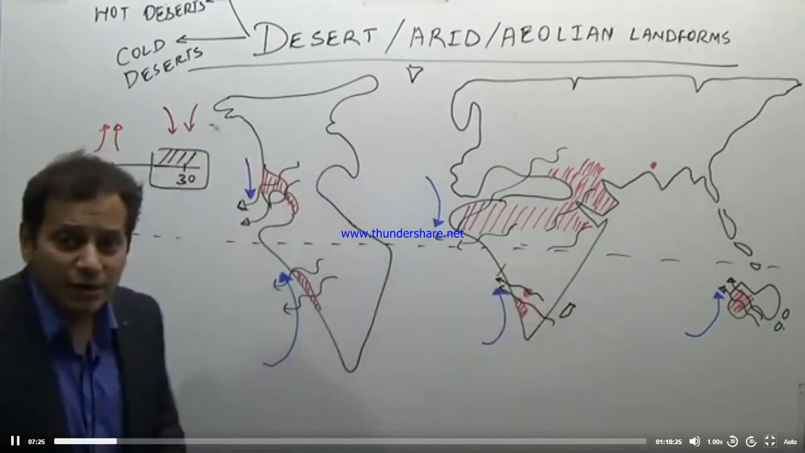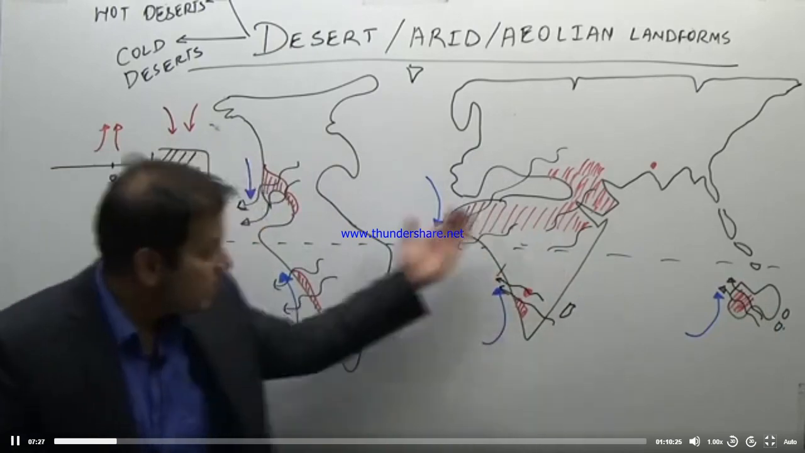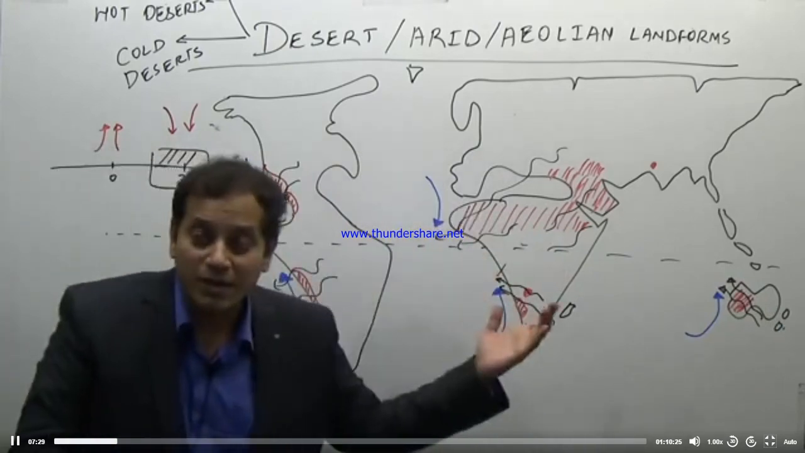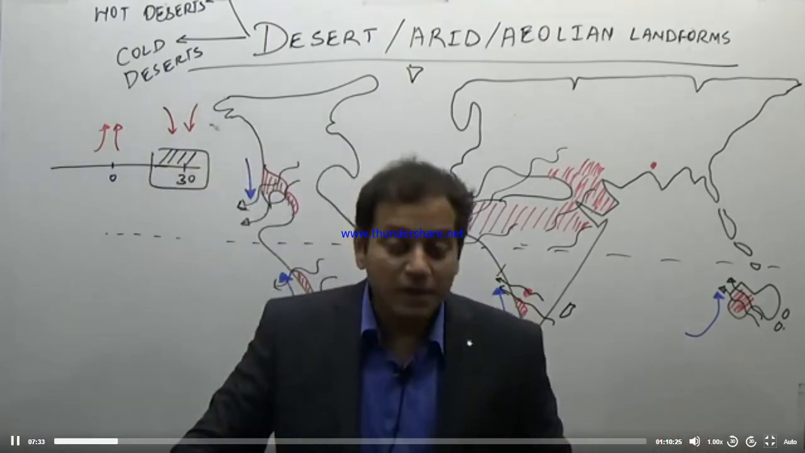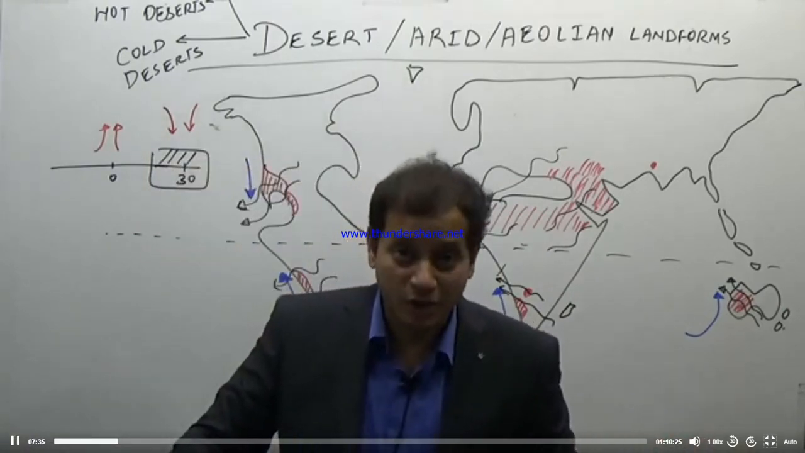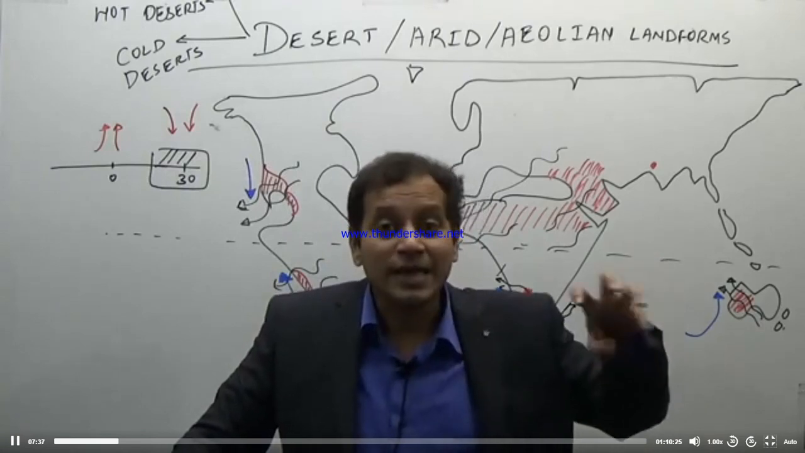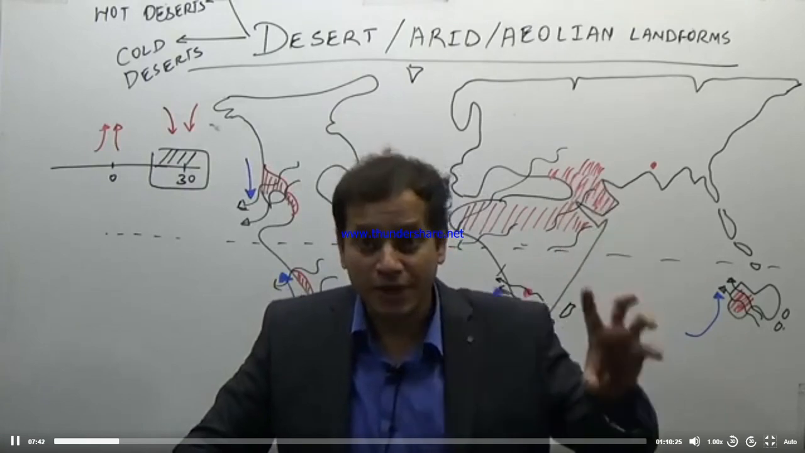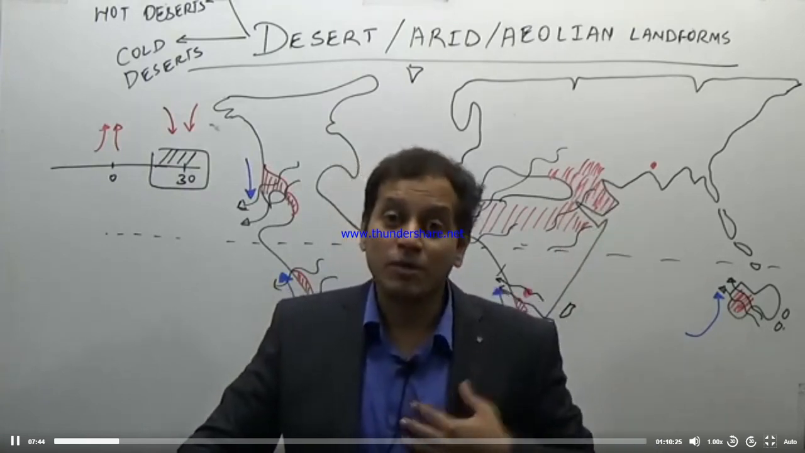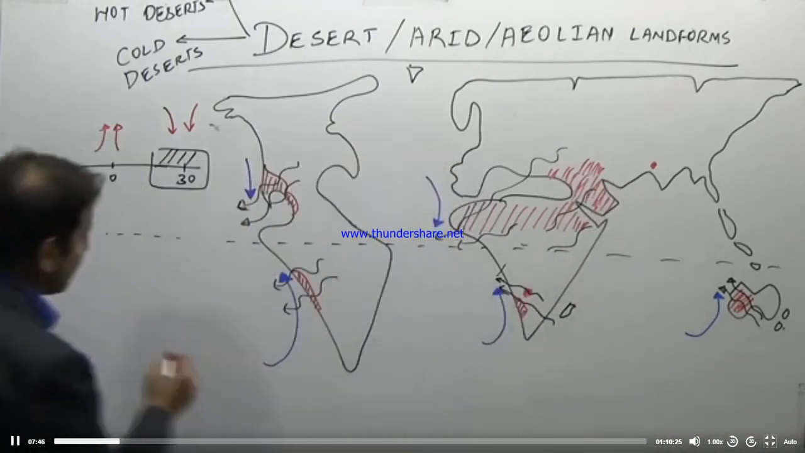That means the wind is blowing from the land towards the sea, not from sea towards the land. When the wind is blowing from sea towards the land, the wind brings moisture along with it. Because it is blowing over the sea, it takes up water vapors and it comes and hits the land and gives rainfall.